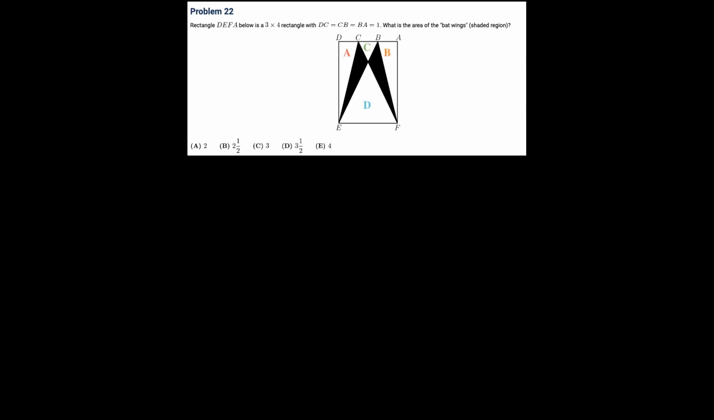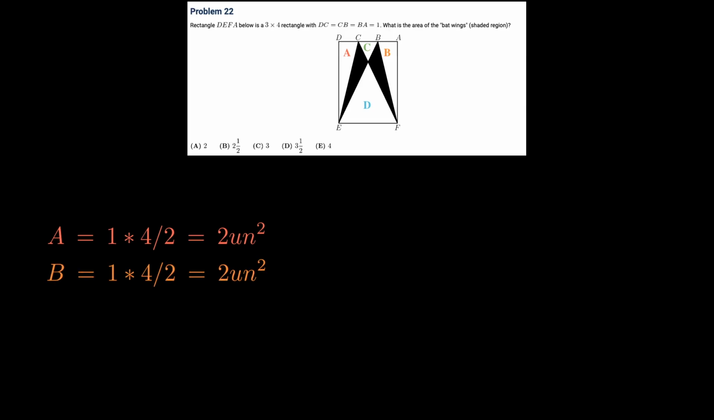Let's start with the congruent triangles A and B. The bases of A and B are DC and BA respectively, and the problem says they're both 1 unit long. We also know that the height is 4, because DC plus CB plus BA is equal to 3, and this is a 3x4 rectangle. Now, we can find the areas of triangles A and B. 1 times 4 divided by 2 is equal to 2 square units for each triangle.